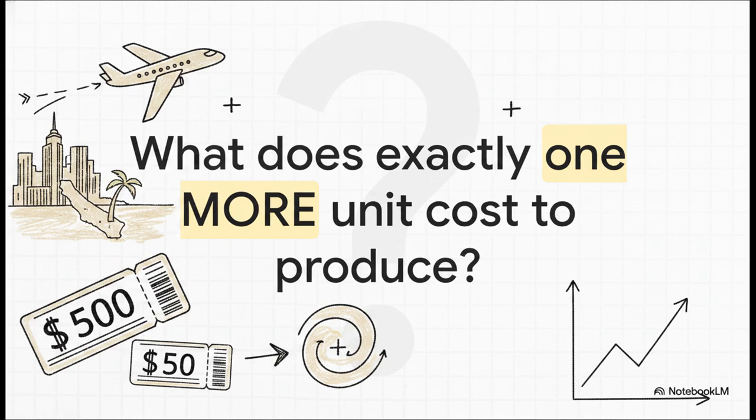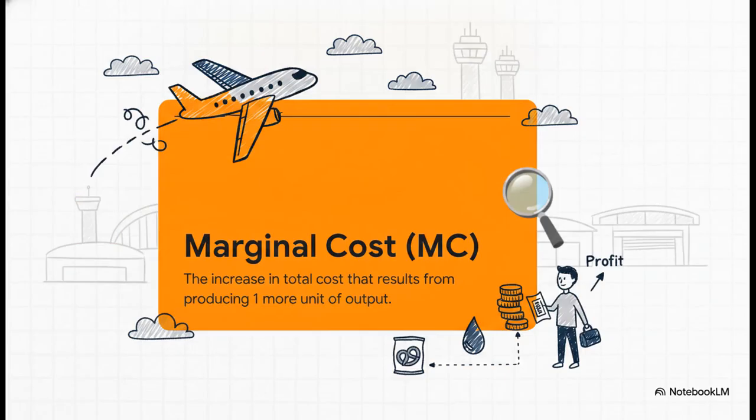Think about this real-world anecdote. Imagine an airline flying from New York to San Diego. A regular ticket costs $500, but they offer a standby ticket at the gate for just $50. Why on earth would an airline offer a $50 seat for a $500 flight? Well, the answer's all about the margin. Marginal cost is simply the exact increase in total cost that results from producing just one additional unit of output.